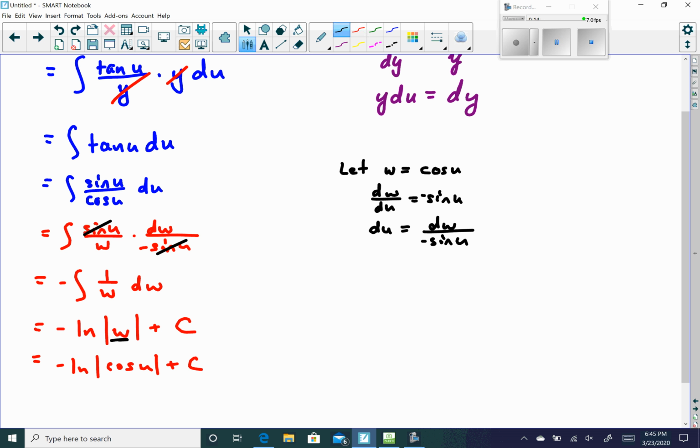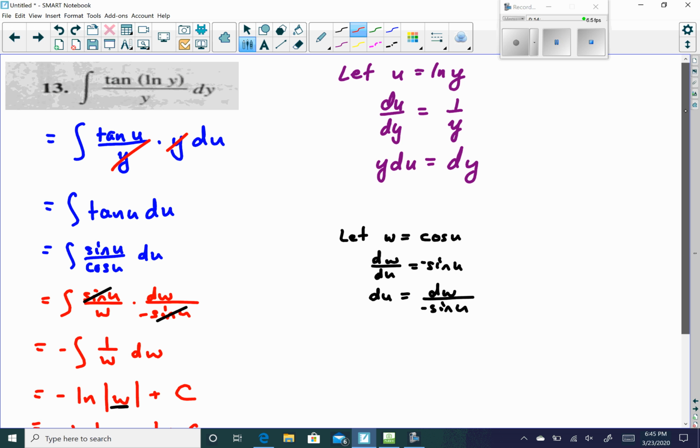But next we need to substitute back in what u is, so now we get the opposite of the natural log of cosine. Remember, u is equal to the natural log of y, and then plus c. So if you were able to come up with that, great job. Some of these do require a little trades or substitutions, and if a u substitution isn't going to work, we have to try some sort of other substitution.